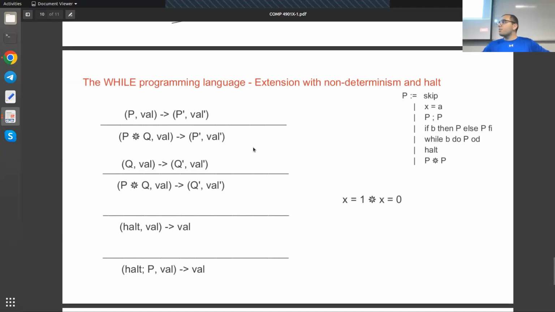When I talk about a run of my program, the run is not going to be unique. Previously, before I had non-determinism, if I had some initial state and I wanted to run my program from that initial state, I had only one run. At any given step, I had only one rule that I could apply. But now here you see that if I'm, for example, at the state P star Q val, I have two different rules that I can apply. So I have at least two different runs.